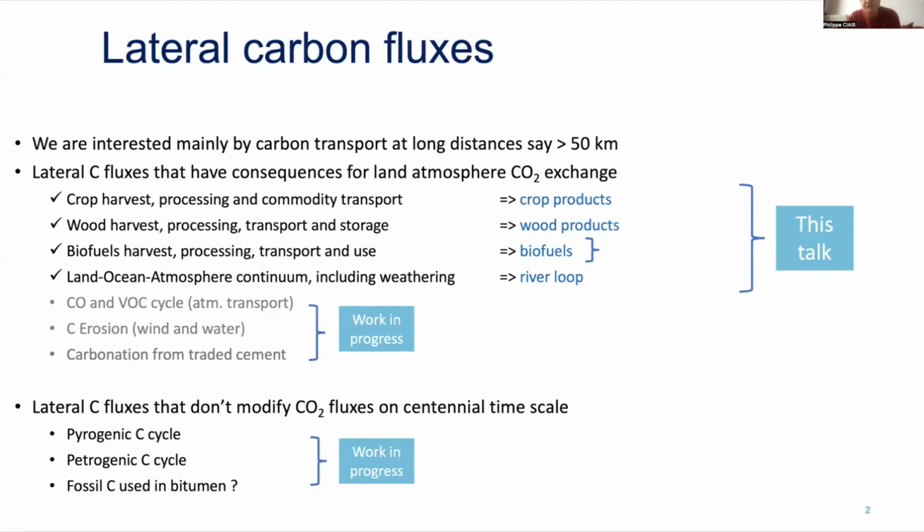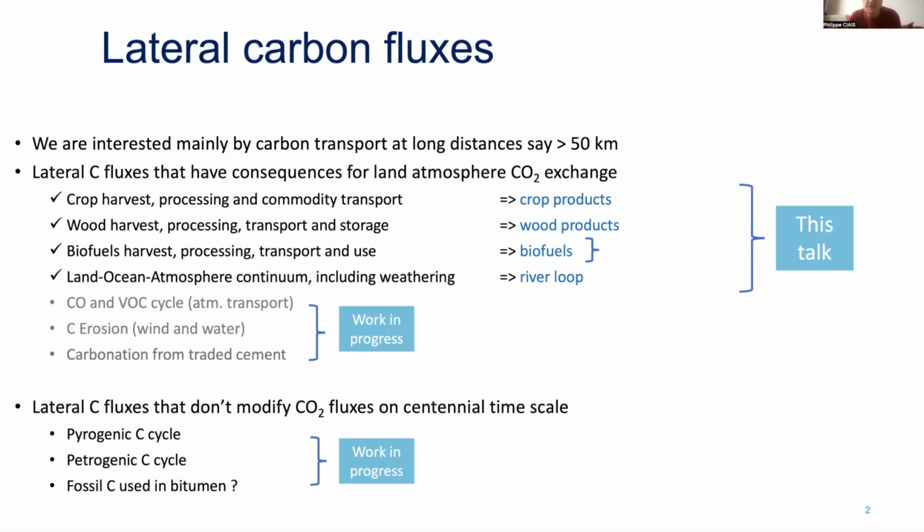When we talk about lateral carbon fluxes, I believe that we are mainly interested, at least for global or regional studies, in processes that can transport carbon over long distances. Of course, you have erosion, which can move carbon from one side of a field to another. But here we are typically interested in carbon transport over distances larger than the grid of a global model, which is about 50 kilometers.